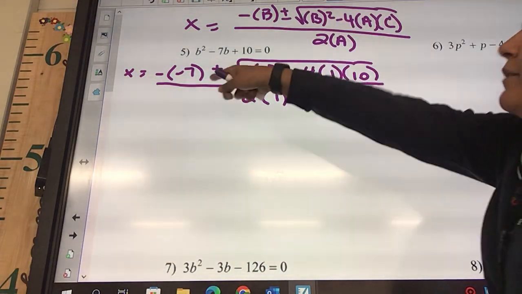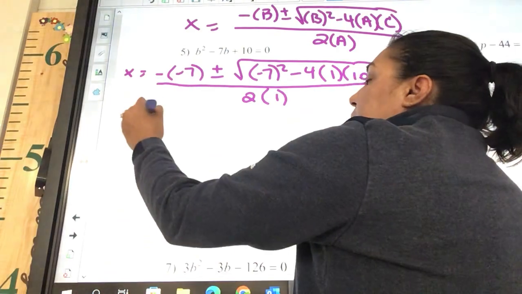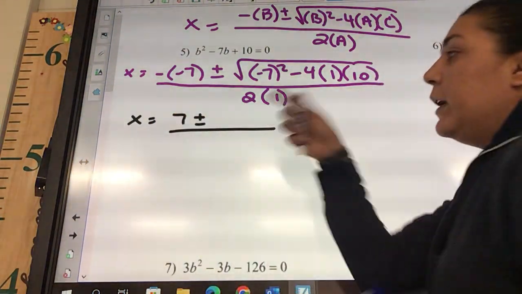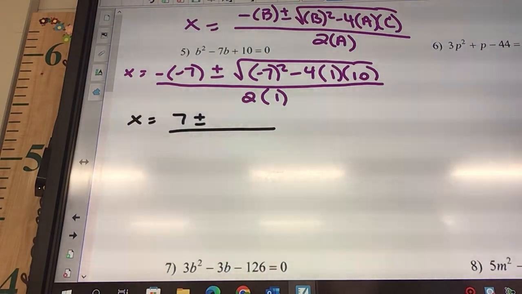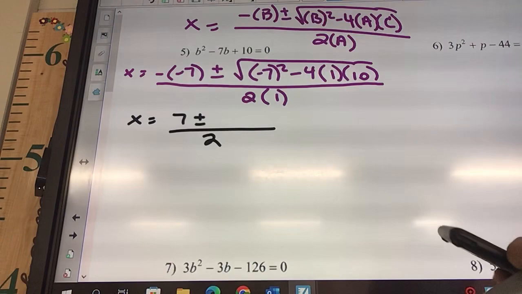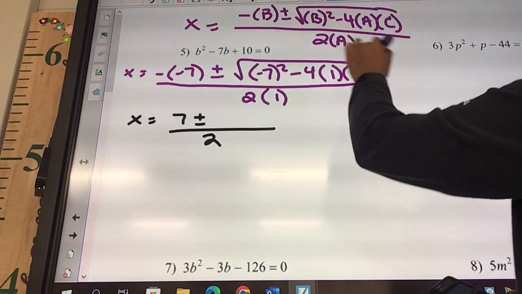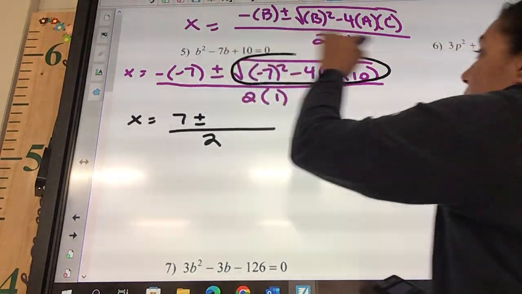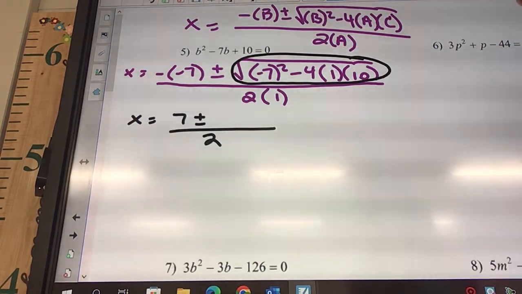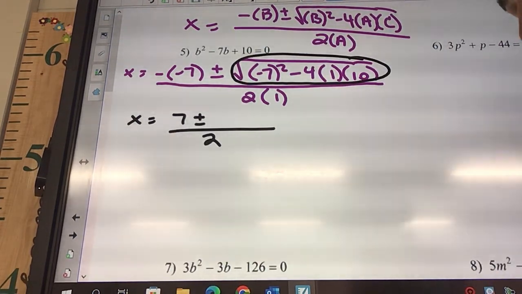Okay, what is a negative negative 7? It's going to be positive 7 plus or minus. What are we going to get for the bottom? 2 times 1 is going to be 2. Okay, and then again, this whole part is the part that you're going to be typing in your calculator. Don't forget the square root or the squared. If you get something that says error or it's something really, really big, that means you messed it up.